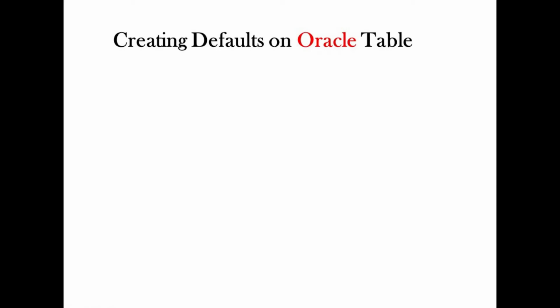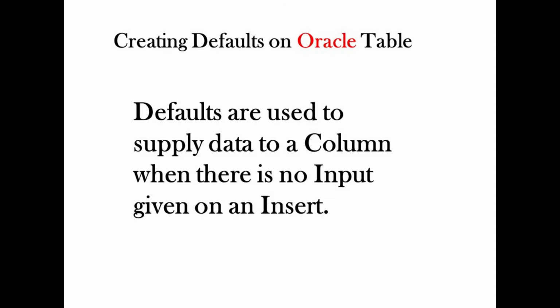In this video we will be creating defaults on an Oracle table. Defaults are used to supply data to a column when there is no input given on an insert. So basically when you create your table you set a default value for a column. Then when you do an insert statement you do not have to supply that data for that column. When the row inserts, it'll take whatever you had set for your default for that column and add it to the row that you're inserting.